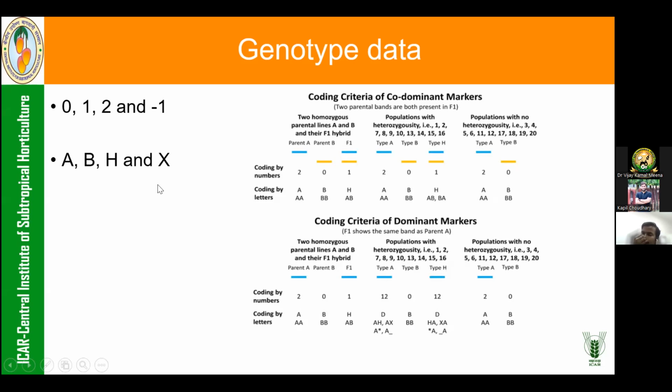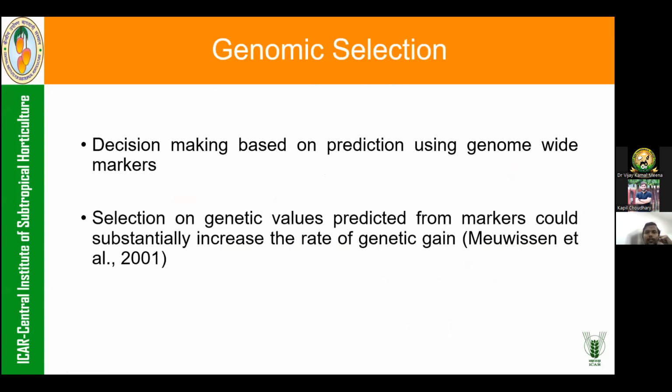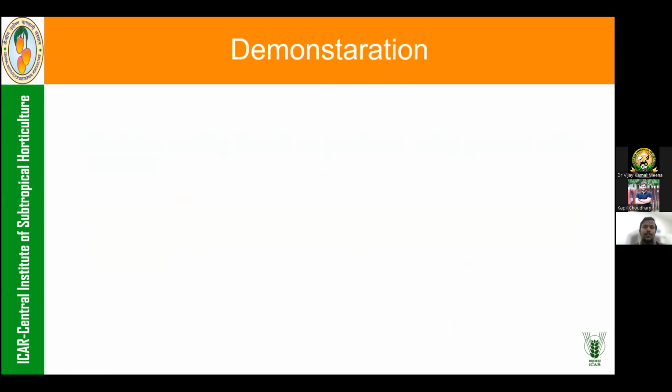So this software allows you to do analysis of codominant and dominant markers simultaneously. If you are genotyping only with codominant markers, you can go with that, and dominant markers as well. But if you want to combine those two marker systems in a single genotyping file, you can do it in one go. So if you want to have a demonstration, I can show you how it is done.